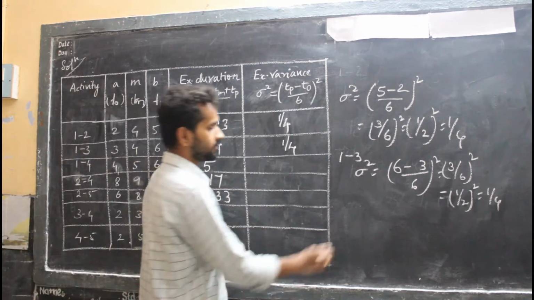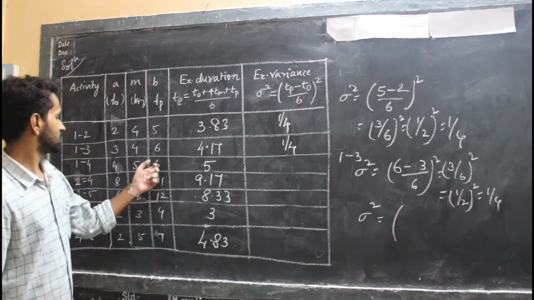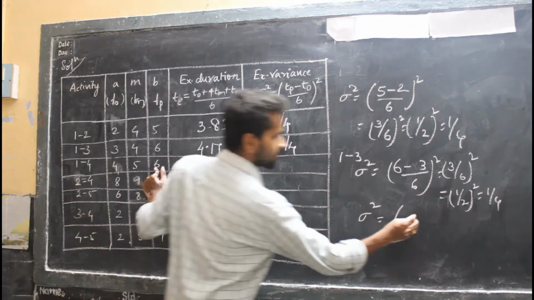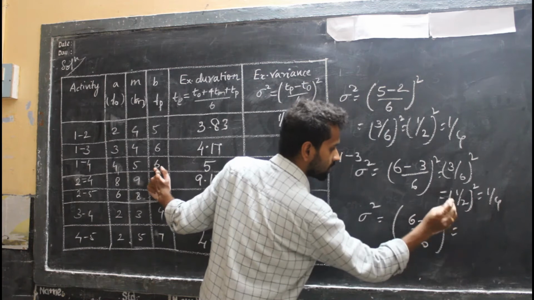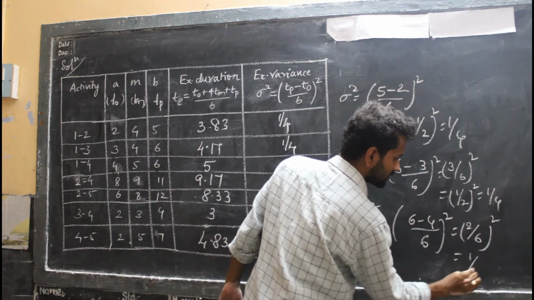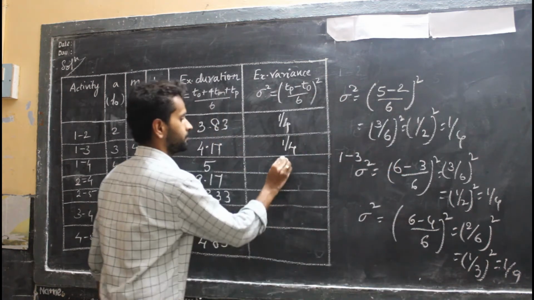Now for another activity, 1 to 4. For the 1 to 4 activity, sigma square equals (TP minus TO) divided by 6, whole square. Look at it, for the 1 to 4 activity I am finding TP value is 6 minus TO value is 4, divided by 6 whole square. This becomes 2 divided by 6 whole square. This becomes 1 by 3 whole square. This will be 1 by 9.